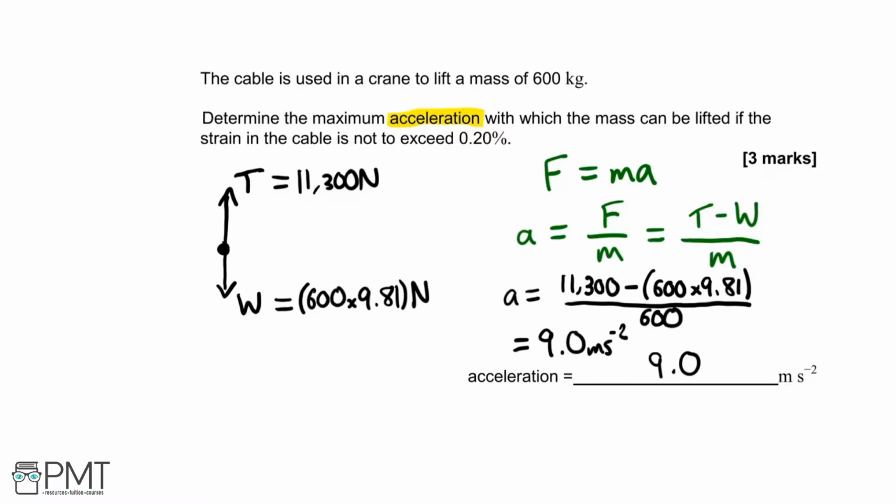So for this question, you'd get a mark for correctly identifying the weight of the mass and acknowledging that that needs to be factored in. You'd get another mark for correctly rearranging the F equals ma equation and making correct substitutions. And then finally, a third mark for getting the correct answer.